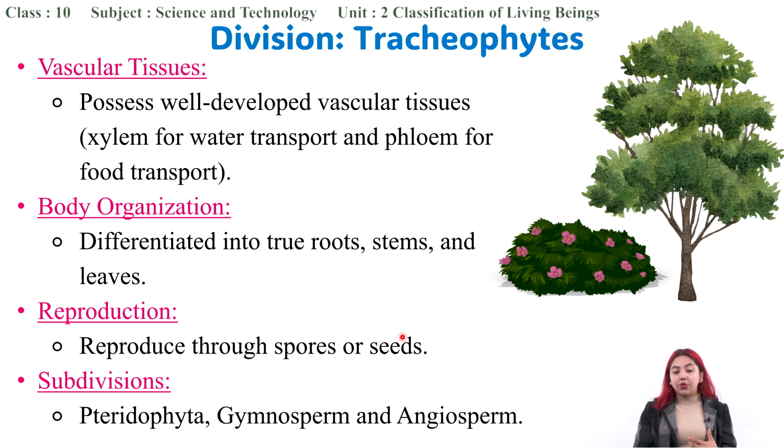Now the plants that belong to this division can reproduce through spores or even through seeds. Now, this division is divided into 3 subdivisions: the pteridophytes, the gymnosperm and the angiosperm. They are divided into these three divisions on the basis of their body structure, as well as if they can bear fruits and seeds or not. So let us look at each of the subdivisions.